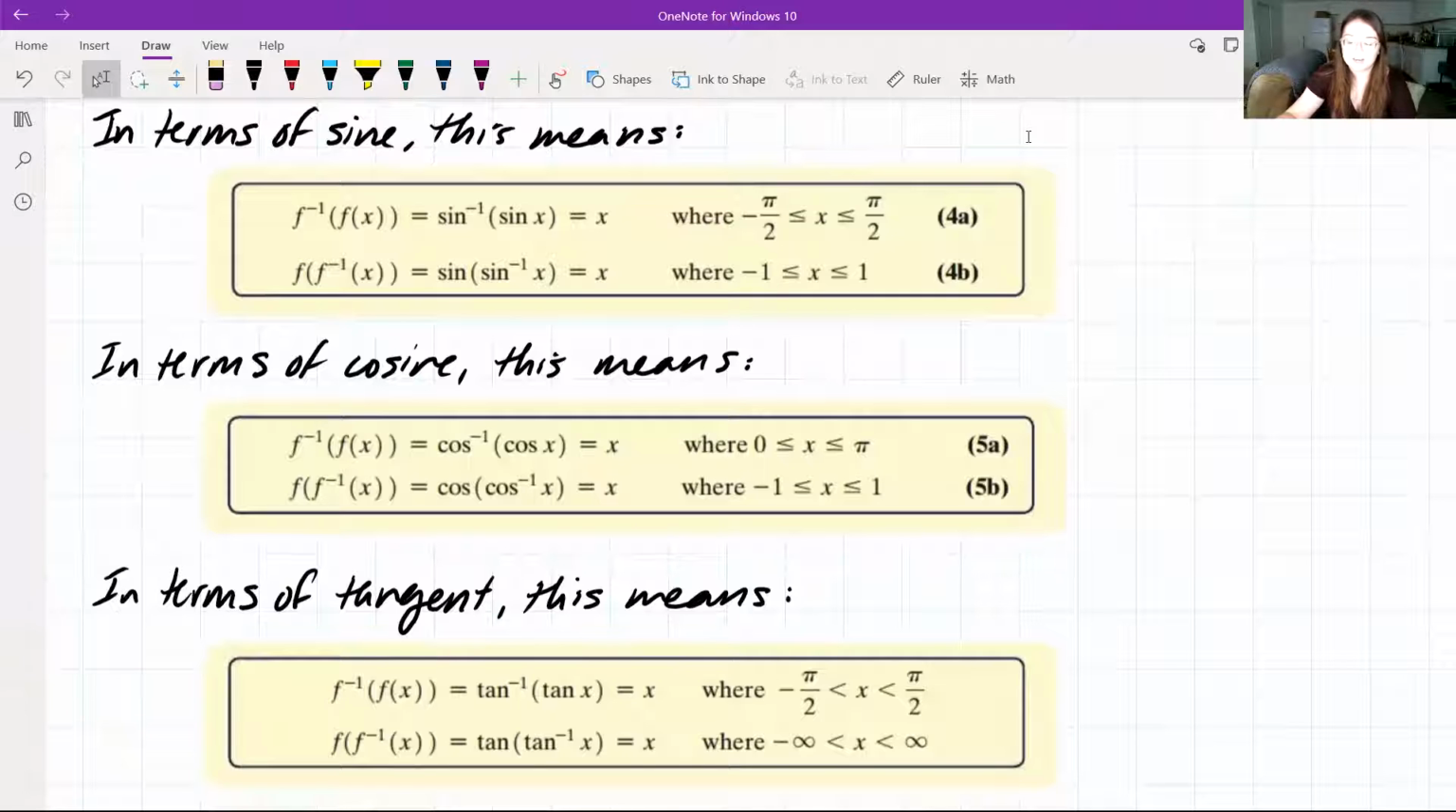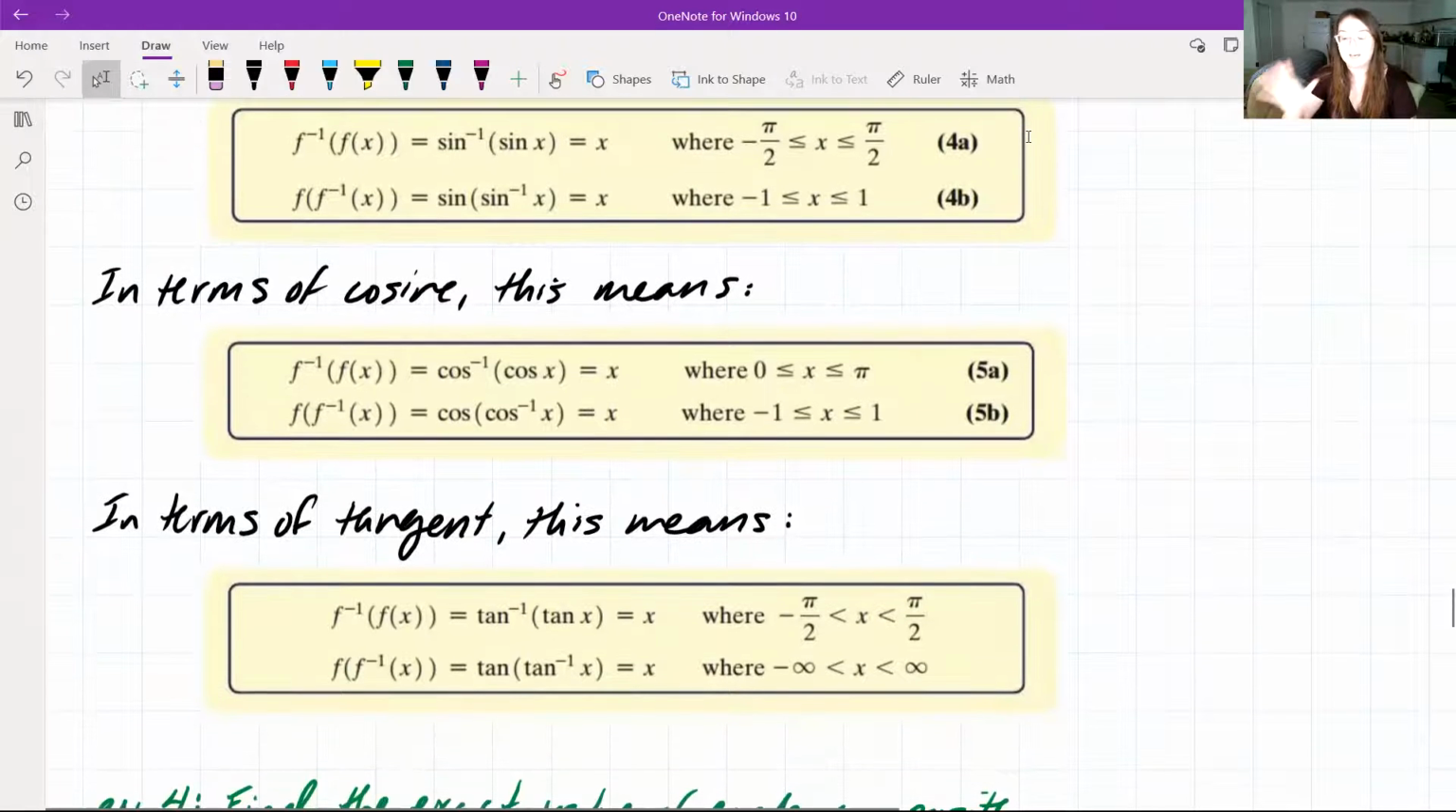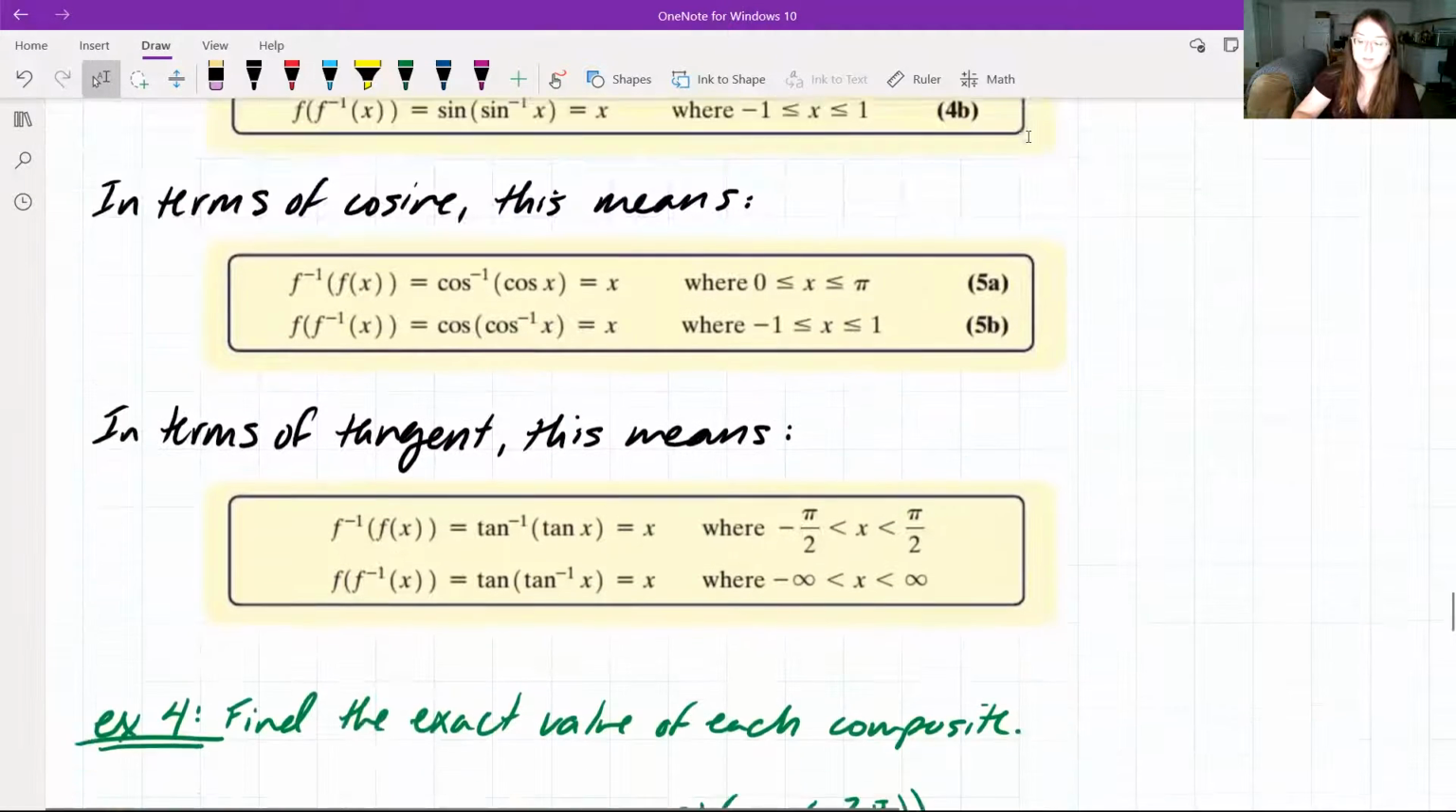Then lastly, for tangent, if we take tangent inverse of tangent of x, this is equal to x, where x is between negative pi over 2 and pi over 2. Then tangent of tangent inverse of x is equal to x, where now x is between negative infinity and infinity, not including. So we see how this changes our problems.